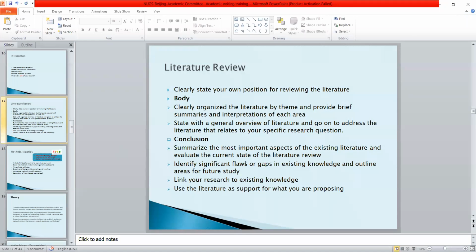Now, when you are writing your literature review, you also have to conclude. You summarize the most important aspects of the existing literature, evaluate the current state of the literature review, then identify significant flaws or gaps in existing knowledge, and outline areas of future study. It is very, very important. Then link your research to existing knowledge.